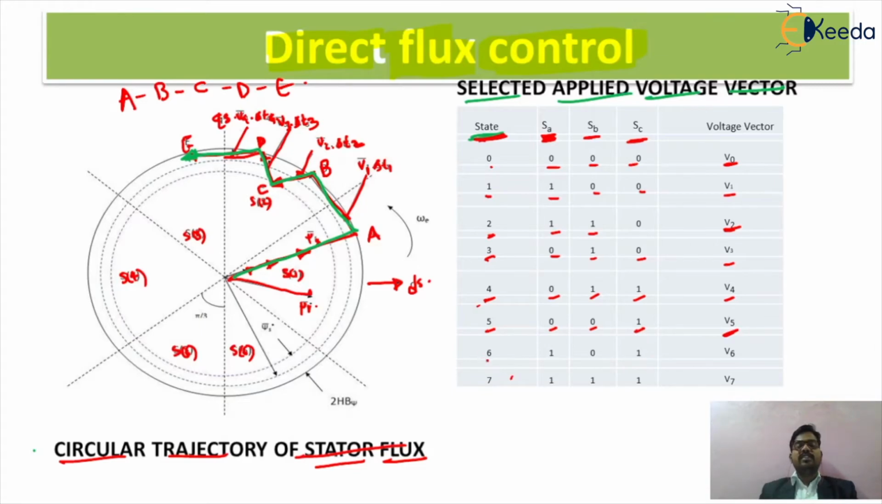Similarly, if you want to select state number 6, we are getting the output of SA 1, SB 0, and SC should be 1. So we are getting the voltage vector, that is called V6. Similarly, if you want to select state number 7, we are getting the output of SA should be 1, SB should be 1, and SC should be 1. So this is called V7. So friends, in this way we are getting a total of 6 non-zero vector quantities, and we are getting 2 zero vector quantities in concern with the selection of the applied voltage vector scheme.